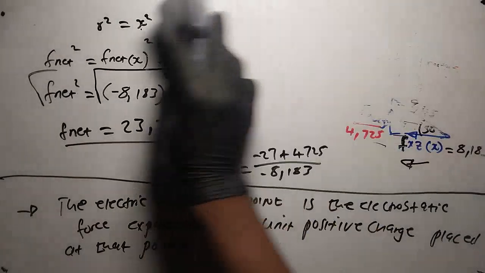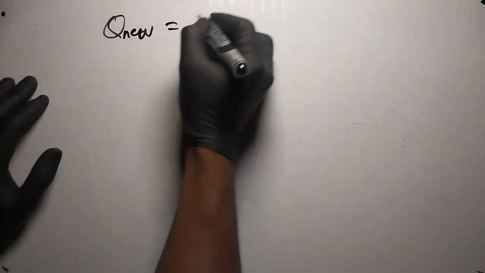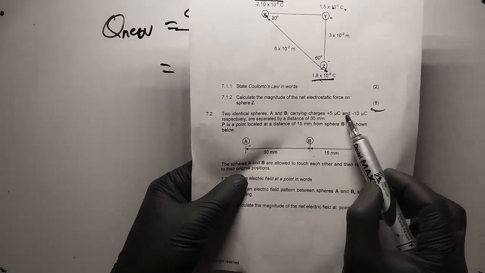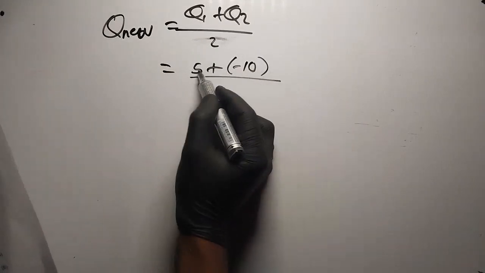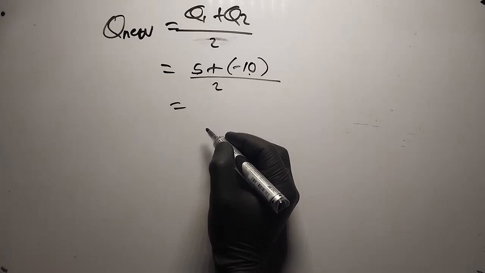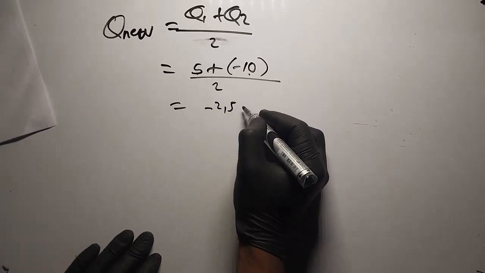Please allow me to erase this part. So what you're going to do, so simple, you say Q new, the new charge on each sphere after they have been separated, is Q1 plus Q2 over 2. Sphere A has a charge of 5 microcoulomb, so it's 5 plus sphere B, which has negative 10, all in microcoulomb, over 2. Then you get the charge on each sphere. You should get the value of negative 2,5 microcoulomb.